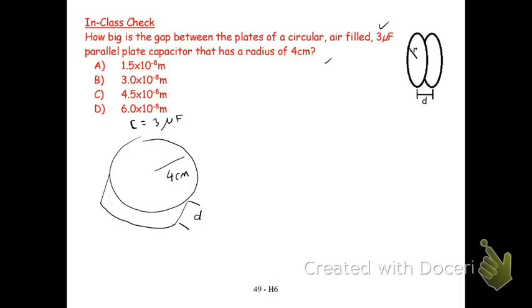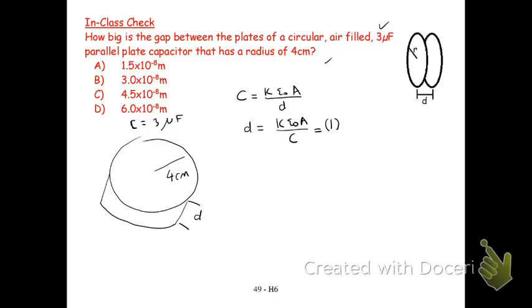I've got a circular plate, okay. So let's have a look. Capacitance is equal to K epsilon naught A over D. I know it's air-filled, so let's rearrange this to get what I want. D is equal to K epsilon naught A over C. My K is 1.